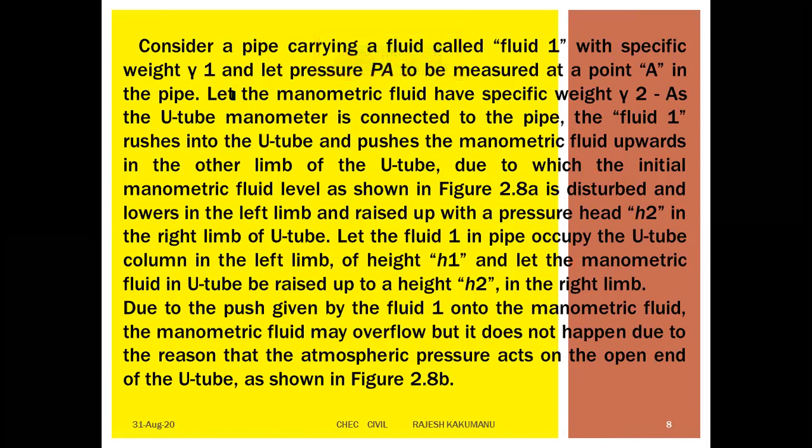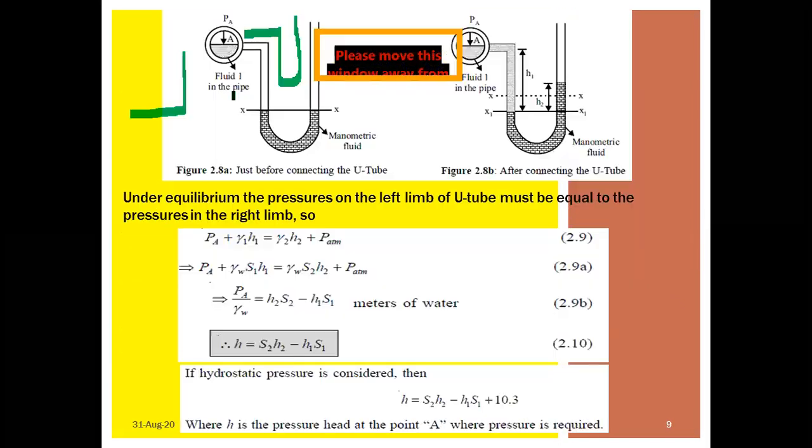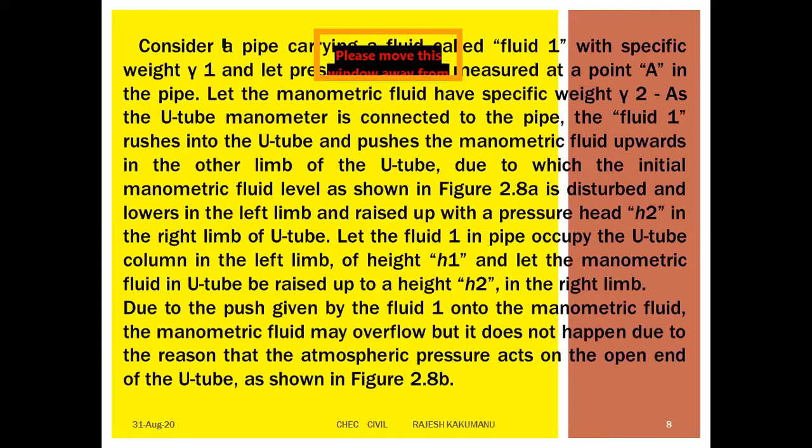Let pressure PA be measured at a point A. So what did he ask us to find here? Pressure PA at a point A in the pipe. See the point A, at this point you have to find the pressure. Now let the manometric fluid have specific weight gamma 2. As the U-tube manometer is connected to the pipe, fluid 1 rushes into the U-tube and pushes the manometric fluid upwards in the other limb of the U-tube.